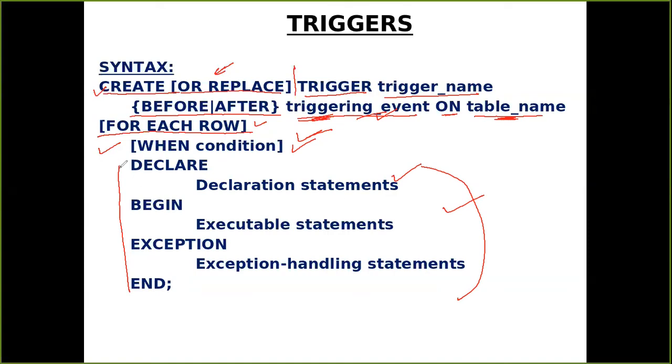It has three parts: declare, begin, and exception. So this is the same as what we have already covered. The only thing to consider is how to create a trigger. To create a trigger, we have to use the keywords create or replace trigger followed by the trigger name. Now we will cover what all these things mean one by one.